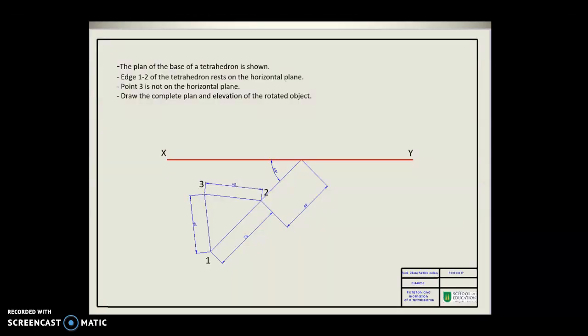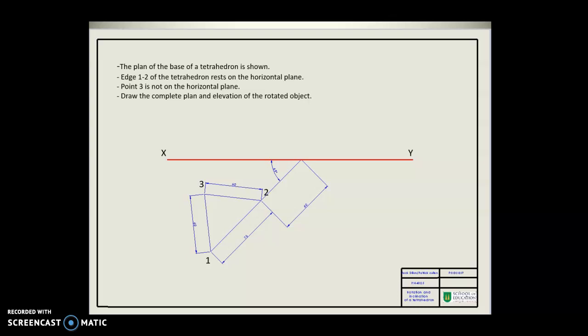So this is the question we will be solving today. There are 4 main bullet points given to us. 1. The plan of the base of the tetrahedron is shown. This is 1 to 2, 2 to 3 and 3 back to 1. 2. Edge 1, 2 of the tetrahedron rests on the horizontal plane. 3. Point 3 is not on the horizontal plane. And 4. Complete the plan and elevation of the rotated object.